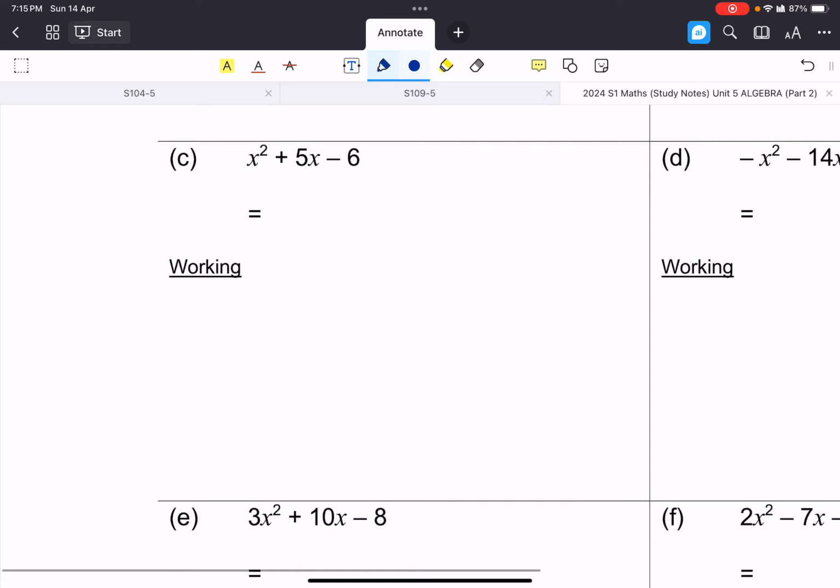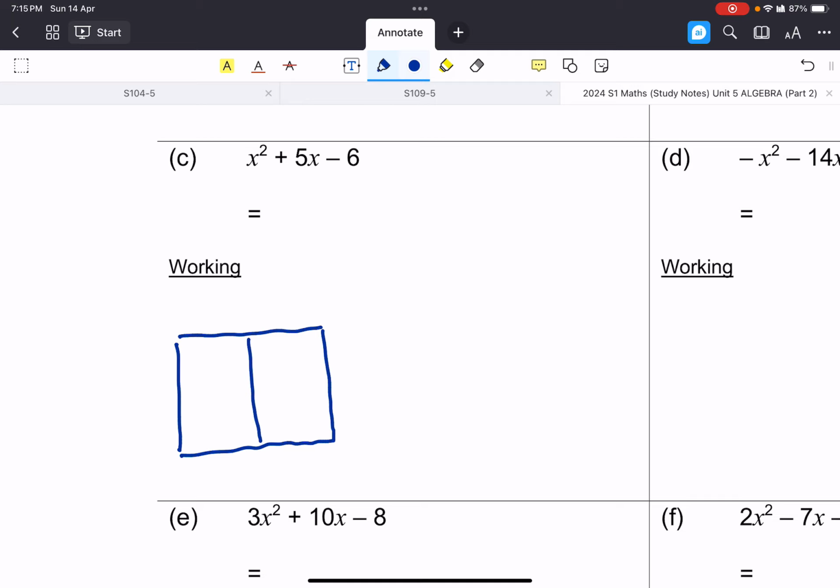So here's another example. This time round, let's try the rectangle, why not, right? So use the rectangle. And then I'm going to have x squared over here, which means that this will be x by x. And then I'm going to have negative 6 here, right? So what is the combination that will give me a positive 5 now? Okay, let's try them out, right?